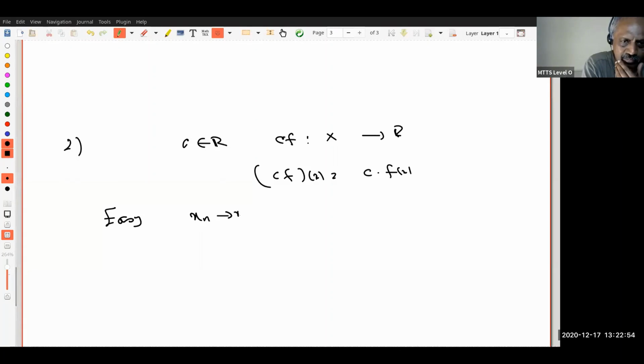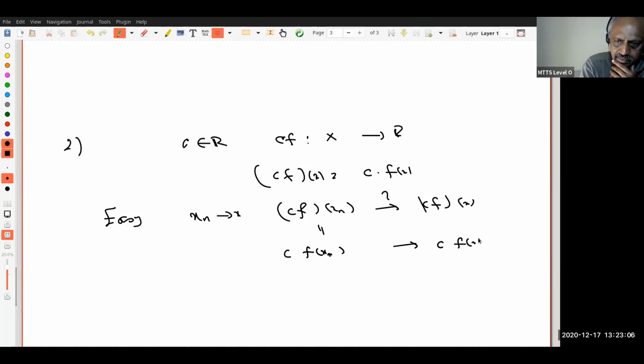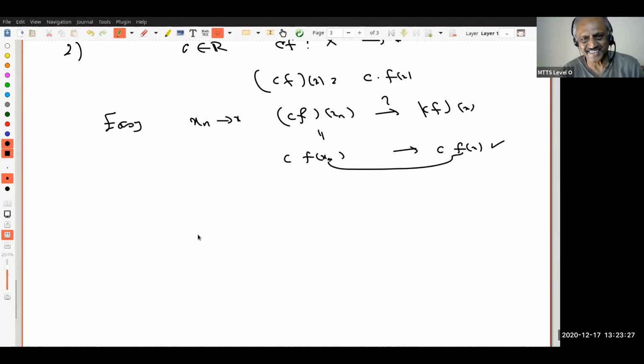Xn converges to x. I will go fast. Then c f xn, does it converge to c f x? Okay, but what is this? C times f xn. I want to know whether it converges to c times f x. But what do I know? F xn converges to f x because f is continuous at x. And what do I know? If a sequence of real numbers converges to a limit, then a scalar multiple of that sequence also converges to the scalar multiple of the limit. Therefore this is okay. Therefore I proved c f is continuous. Am I fast enough? Yeah, okay.